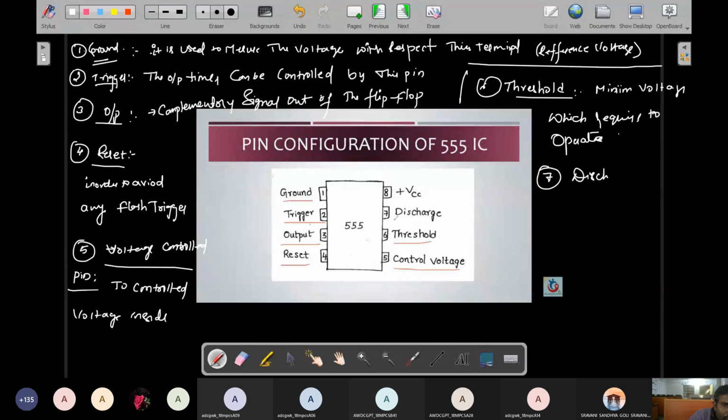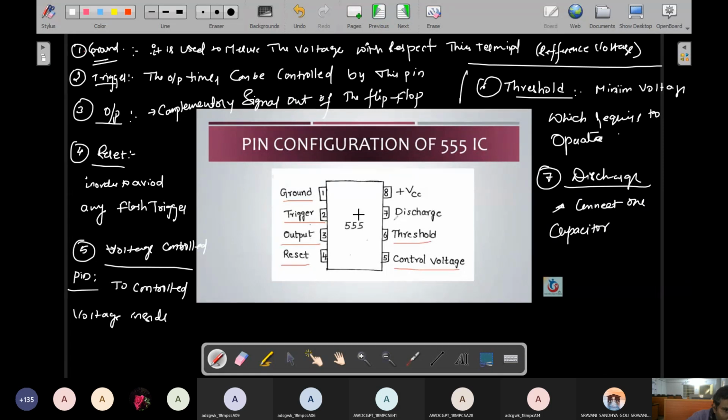And see, the seventh pin is a discharge pin. I already told you what discharge means: it is a delay or decay. Discharge means decay process. This discharge will happen only when a capacitor is connected to this 555 IC. So in the discharge pin we connect one capacitor. A capacitor is an instrument to store charge and discharge it. So that is the purpose.